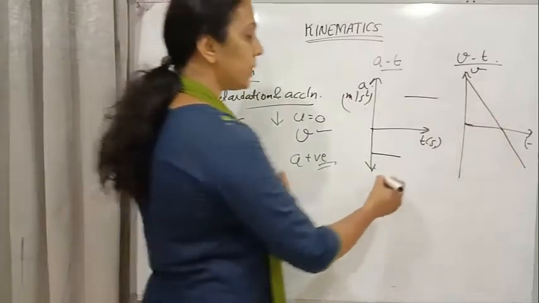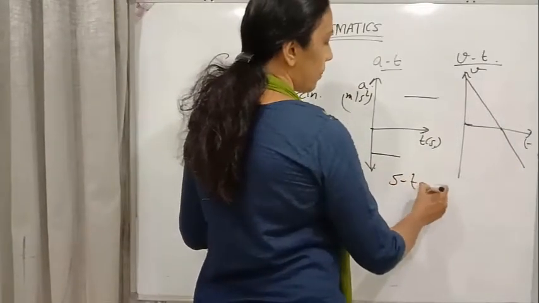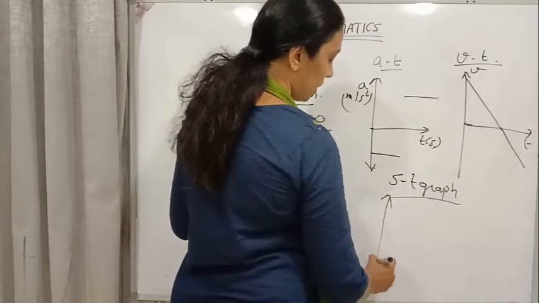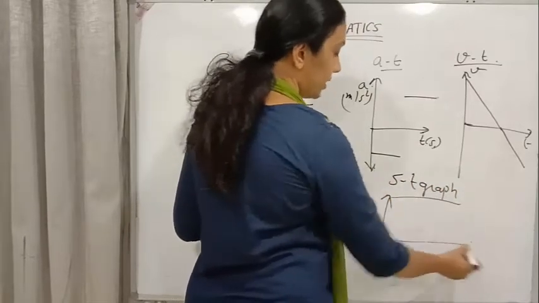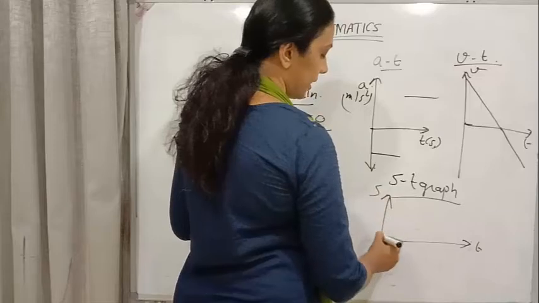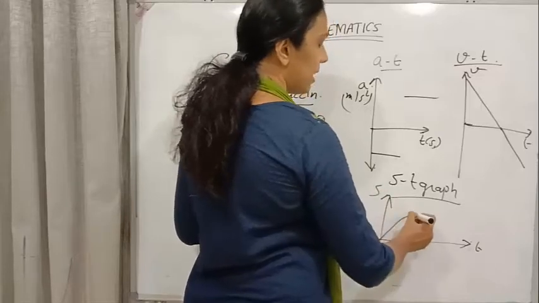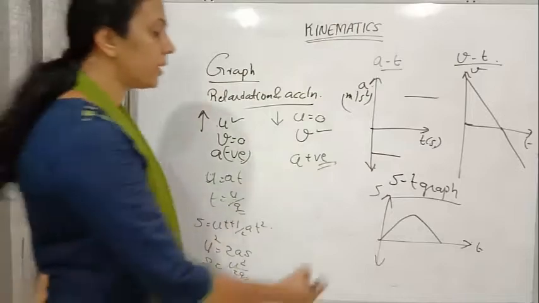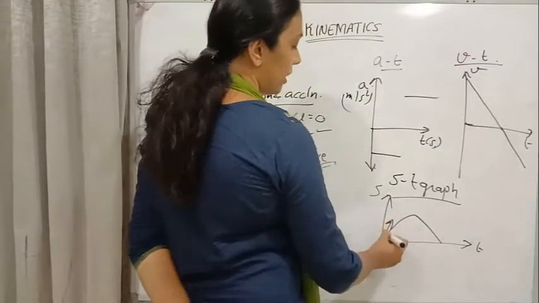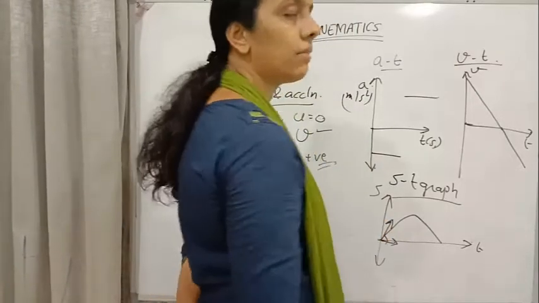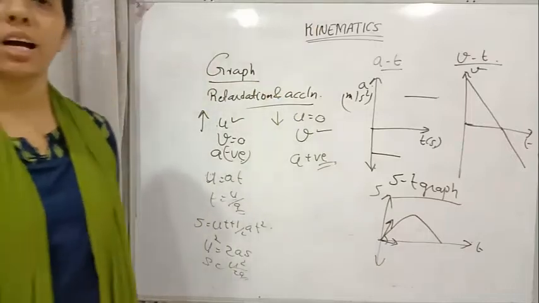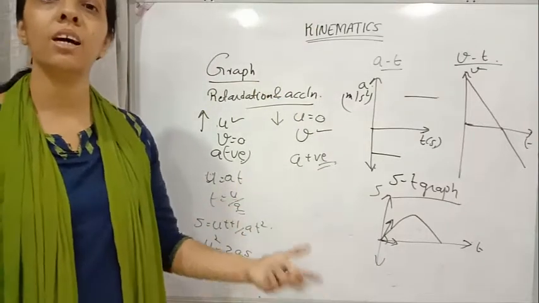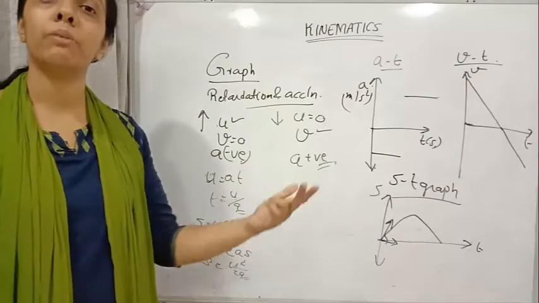Next is the displacement-time graph. When we are representing the displacement-time graph, displacement is along the y-axis and time along the x-axis. The graph will show displacement increasing, reaching the maximum height and then decreasing. Here when we are considering the initial position, what will tan theta be? Tan theta will give you the slope. The slope of the graph can be found with the help of tan theta, or with the help of dy by dx.